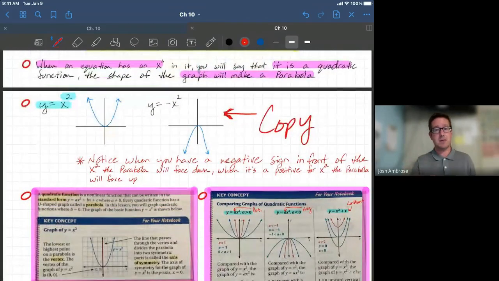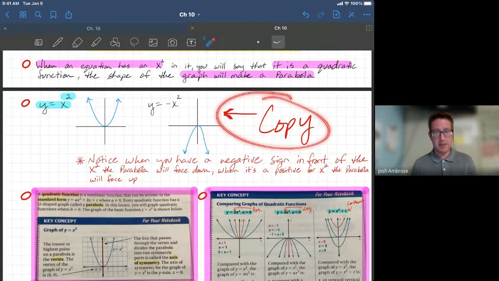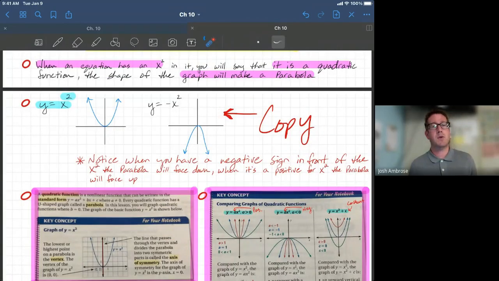So if you see something highlighted, or of course if it says copy, then you're going to need to copy that. Okay, so in these equations you're going to see an x squared. You saw that all in the last section. But what does that tell you? It tells you that it is a quadratic. Okay, so when you hear or see this word quadratic, that means that you must be dealing with an x squared in the equation.